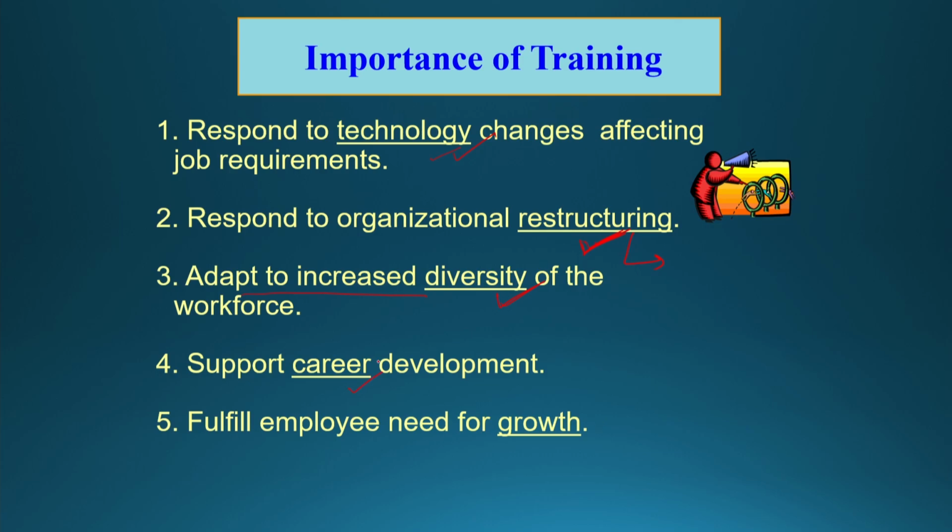Support career development of the employees, because if employees have to be trained, say they are at middle level and they have to reach the next level, the gap between the two lies in probably some technical skill. So if the technical skill training is given at this level, then probably the employee becomes eligible to take up the next level in the hierarchy. Fulfill employee need for growth. So once career development is done, growth eventually takes place.